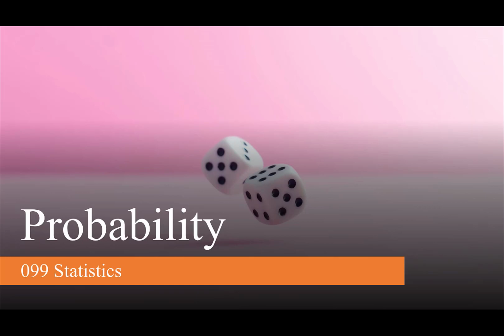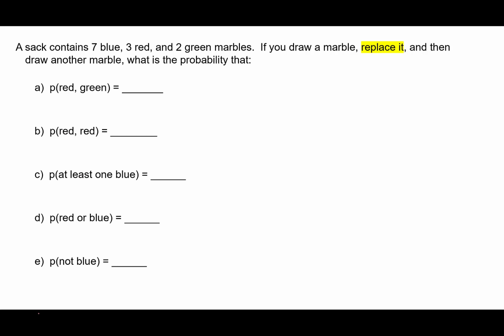Hey class, in this video I am going to show you some basic probability examples. A sack contains 7 blue, 3 red, and 2 green marbles. If you draw a marble and replace it, then draw another marble, what is the probability? Okay, so similar to the other problem, except now we are putting the marble back in the bag.